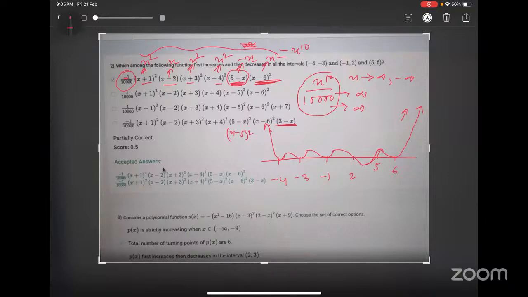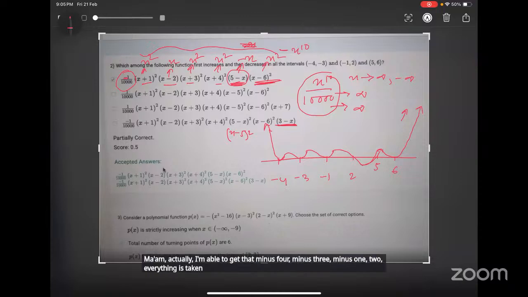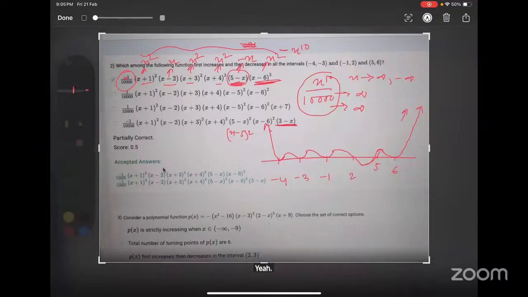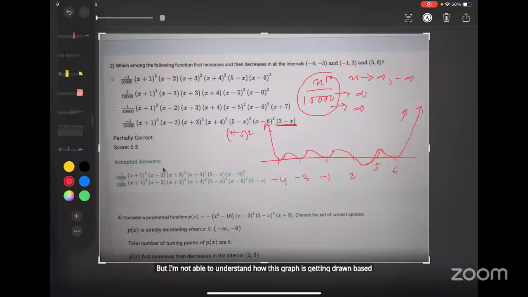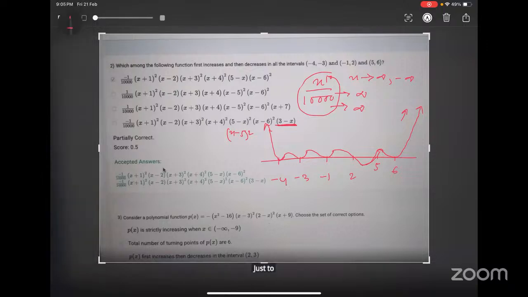Yeah, so we can draw the graph. Ma'am, actually, I'm able to get the -4, -3, -1, 2, everything is taken from the intervals in the question. But I'm not able to understand how this graph is getting drawn based on those intervals. Can you just focus on that? Yeah, sure.